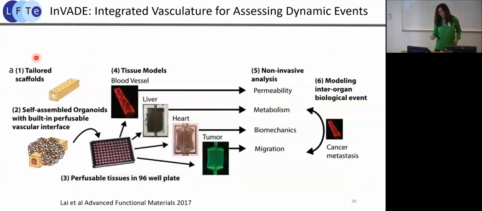And because we still use 2 million cells, we wanted to make a smaller system that would be more useful for drug testing.